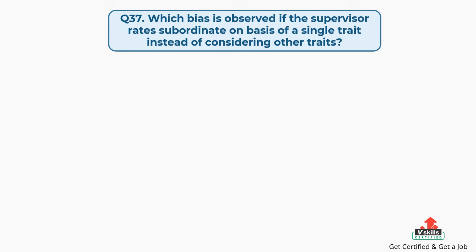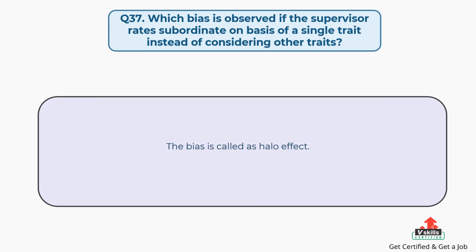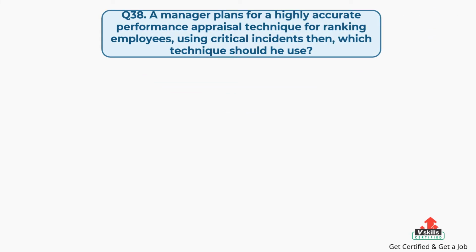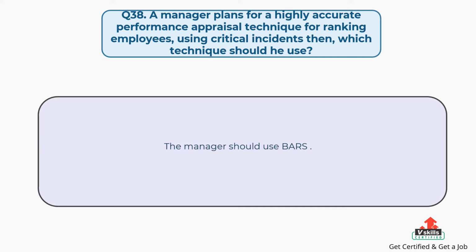Question number 37. Which bias is observed if the supervisor rates subordinate on basis of a single trait instead of considering other traits? The answer is, the bias is called as halo effect. Question number 38. A manager plans for a highly accurate performance appraisal technique for ranking employees using critical incidents. Then, which technique should he use? The answer is, the manager should use BARS.